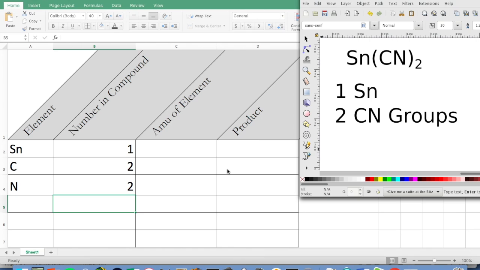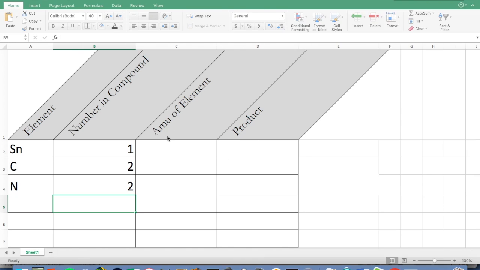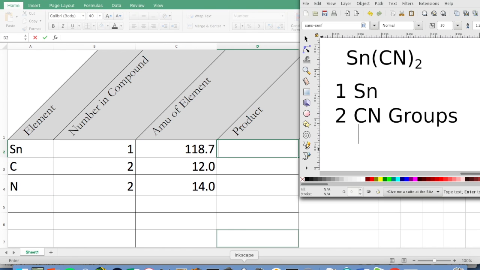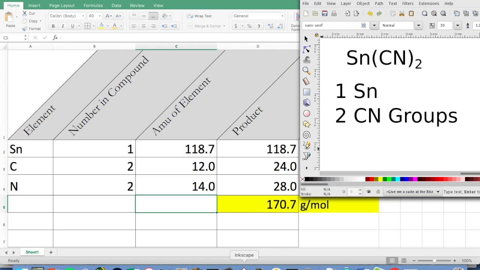Now it's as easy as finding the AMU of each element using the periodic table. And now I just multiply across and add down, something like this. So you should get 170.7 grams per mole, which is the molar mass of tin II cyanide.